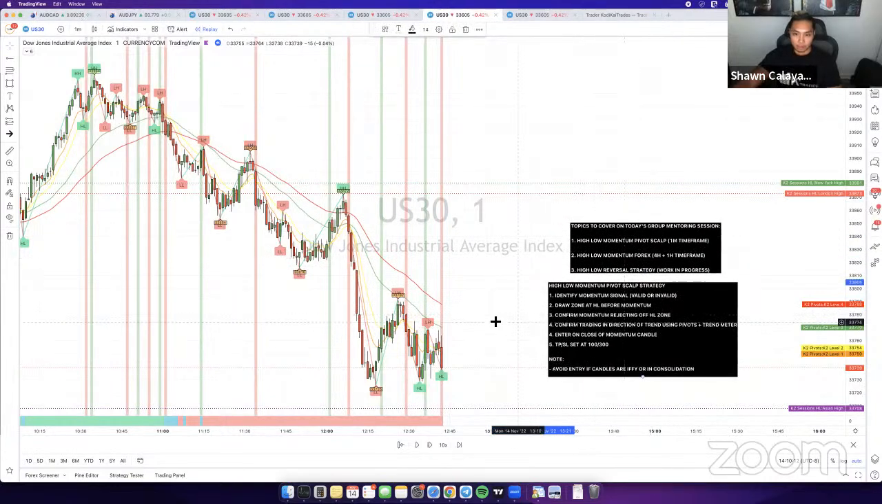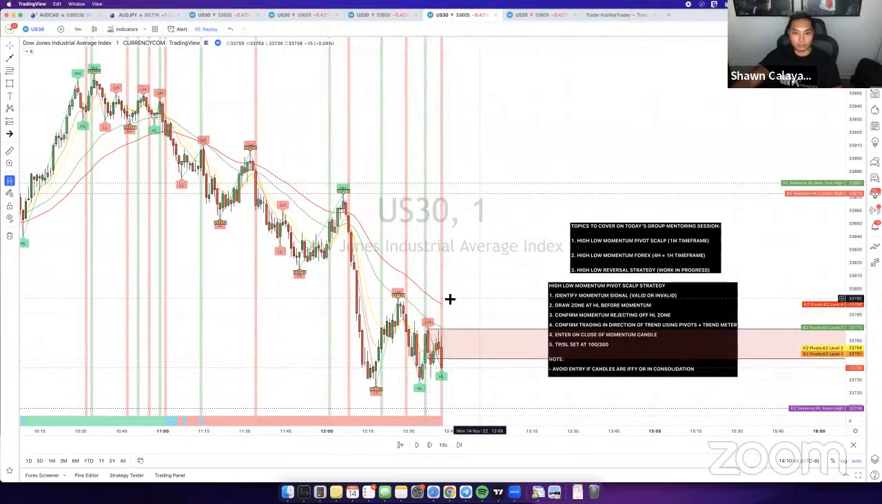So looking at the requirements here, first requirement, you want to identify a momentum signal, right? Looking at this candle right here, there's a red vertical line within it. So this is going to confirm that this is a momentum signal for a sell. This indicates that momentum is going downwards. So that's going to be requirement one. Requirement two, you want to draw a zone at the high-low before momentum. So before this momentum right here, the high is at this point. So you're going to go and draw a zone right there.